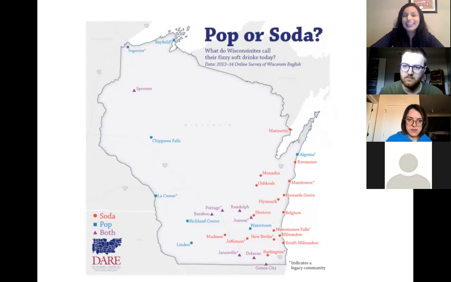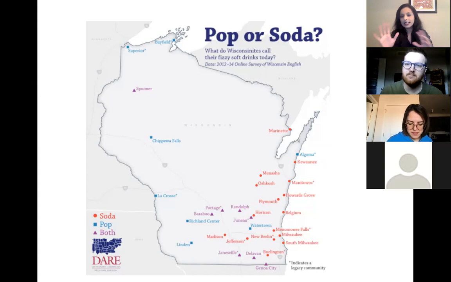Yes. Soda. But isn't that incredible that within 50 years, a majority pop state went from pop to soda? We are talking about language change as it happens today, right? And these kinds of maps and surveys are really useful to drive home that point, that language is not static and it's changing today as we speak.